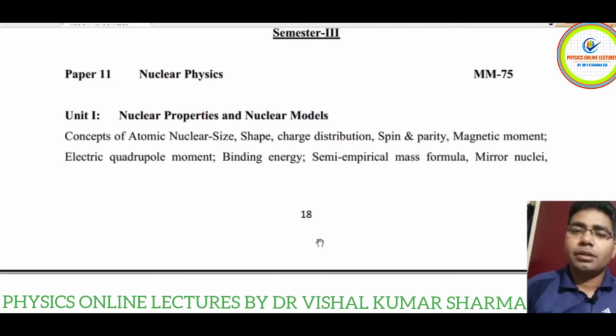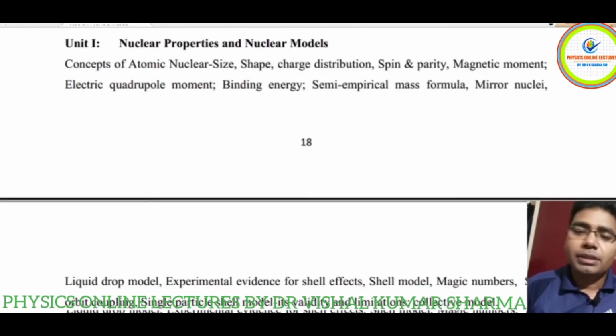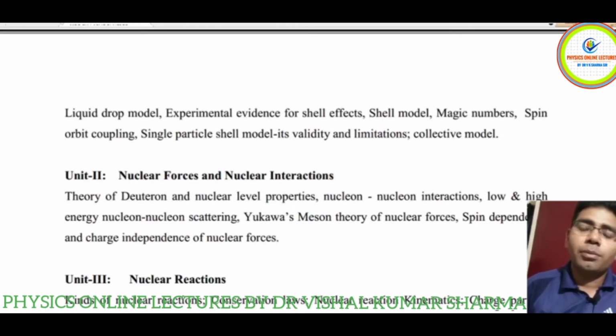We shall discuss Unit 1, which consists of nuclear properties and nuclear models, in which there are concepts of atomic size, nuclear size, shape, charge distribution, spin, parity, magnetic moment, electric quadrupole moment, binding energy, semi-empirical mass formula, and mirror nuclei. We shall also discuss the liquid drop model, experimental evidence for the shell effect, the shell model, magic numbers, spin-orbit coupling, the single particle shell model, and its validity and limitations. We also have a discussion of the collective model.